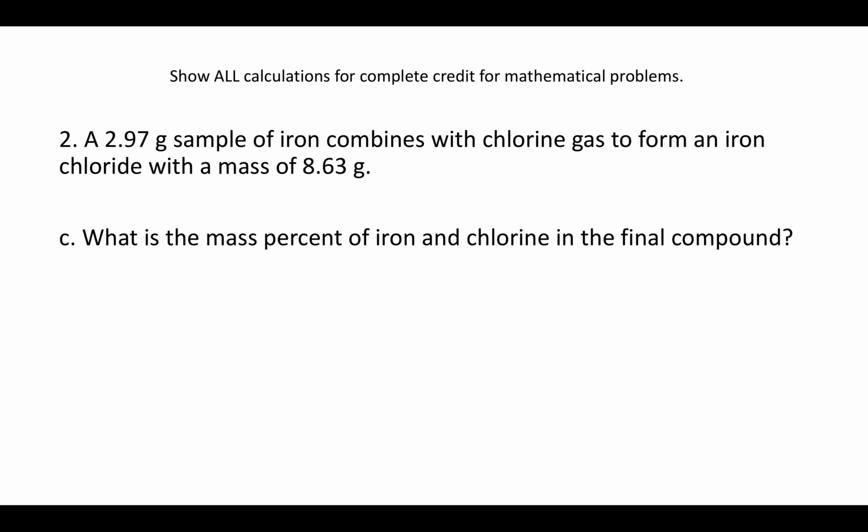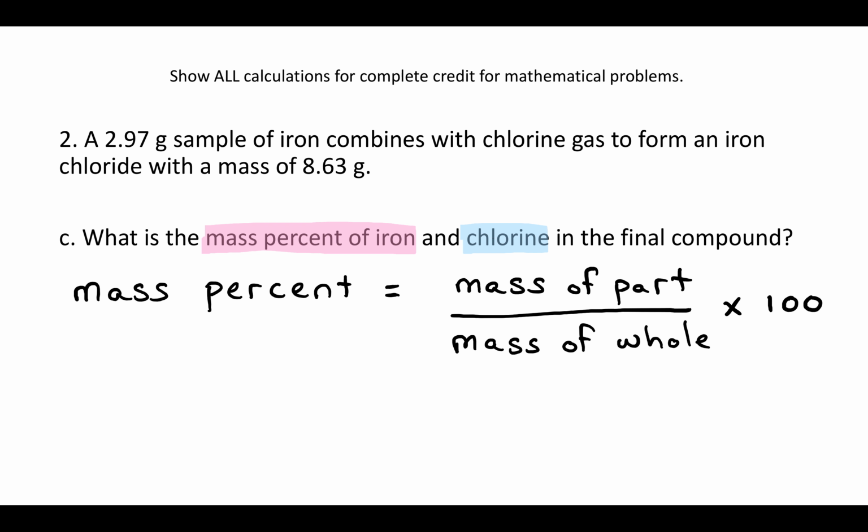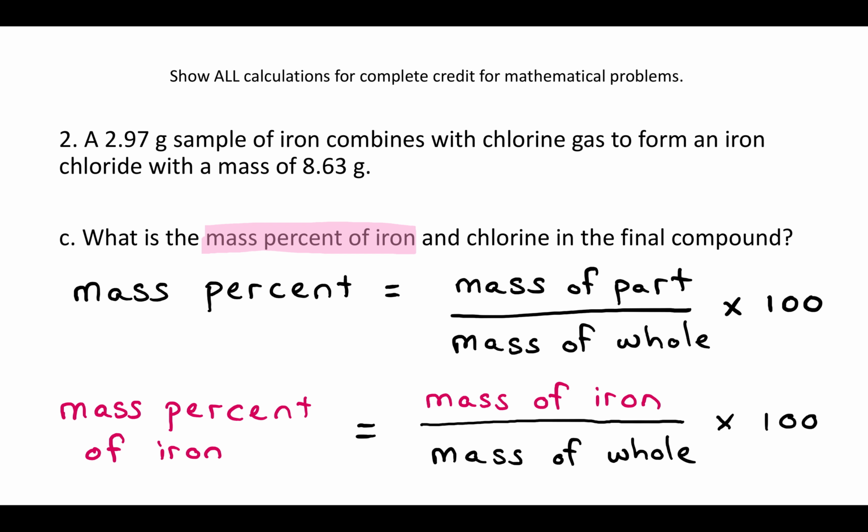The third part of the question asks, what is the mass percent of iron and chlorine in the final compound? So in general, a mass percent is the mass of a part over the mass of a whole times 100. So we just need to put the masses of these different parts over the mass of the whole times 100 for each of them. So the mass percent of iron is going to be the mass of iron over the mass of the whole compound times 100.